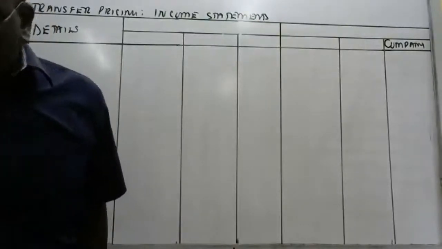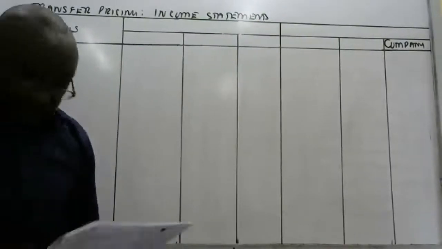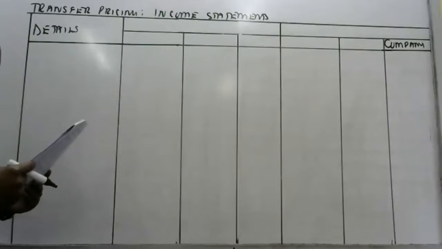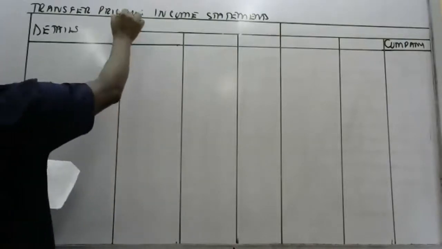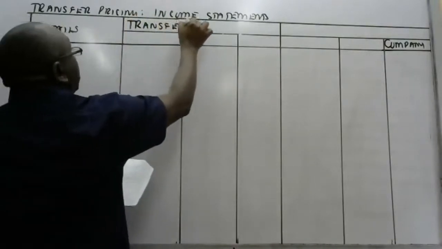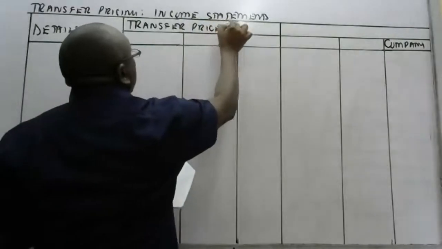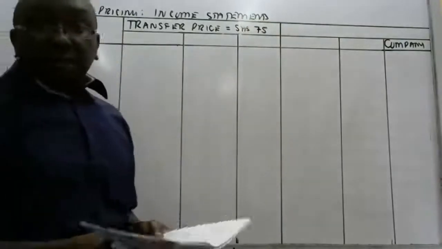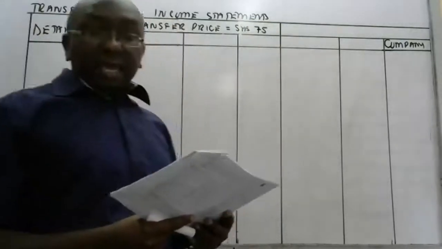The first table is where the transfer price has been 75, the current transfer price. So we are looking at a case of transfer price being equal to shillings 75. That will be for the first requirement, part A.